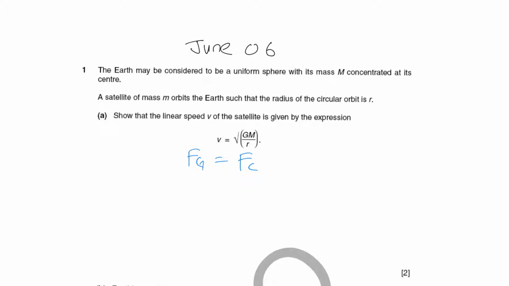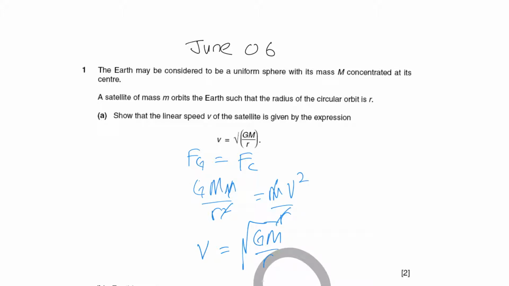Then after that, you will write down the formula for gravitational force, which is G m over r squared equals mv squared over r. So cancel one m, cancel one r, alright, and then you will bring the square over, your square becomes square root, so v equals square root of GM over r. So that's how you prove this part.